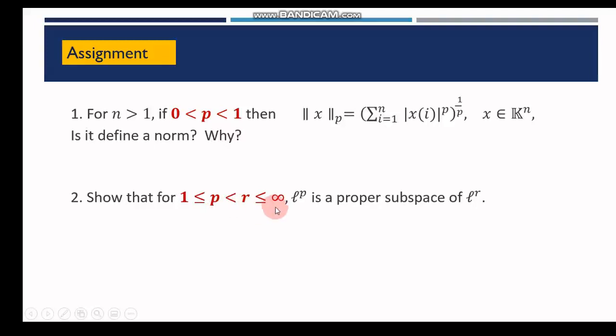Okay, and the next case: show that for 1 less than or equal to p less than r less than infinity, where LP is the sequence space, LP is a proper subspace of LR. This is known as Jensen's inequality. Actually, you try. It's very easy to prove. Try these two problems. Okay, thank you.